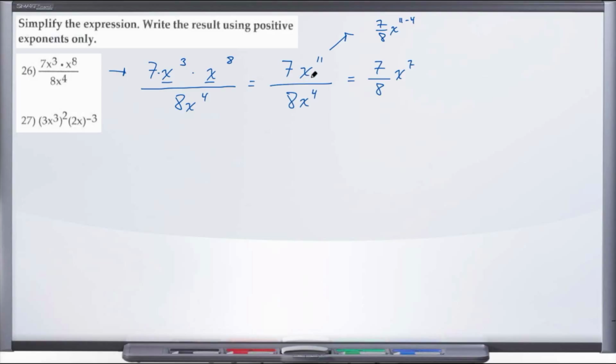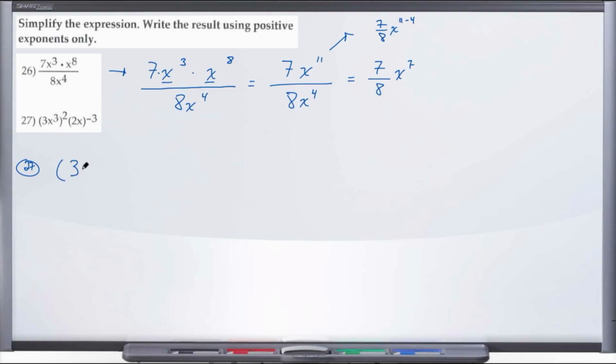We were top-heavy. And remember, wherever the variable is heavy is where it stays. Meaning, since we were heavy in the numerator, our final answer is going to have that variable in the numerator. If these were flipped, if we were heavy in the denominator, then our final answer, for x's at any rate, would remain in the denominator. All right, so let's take a look at 27.